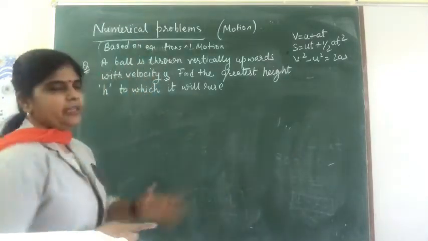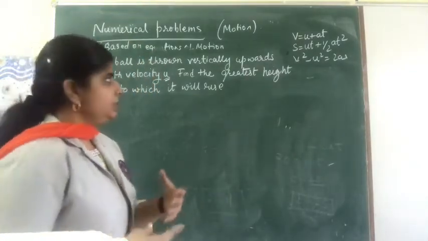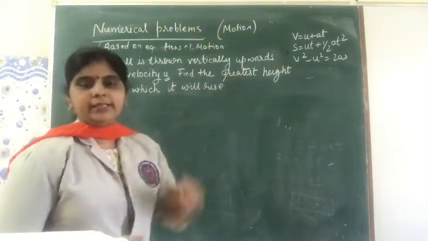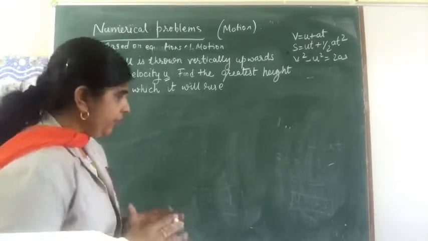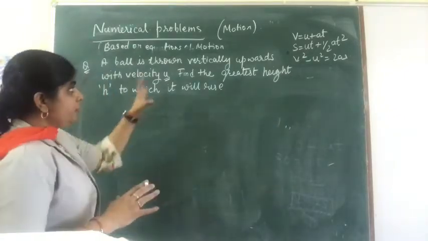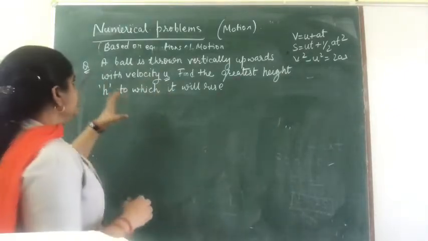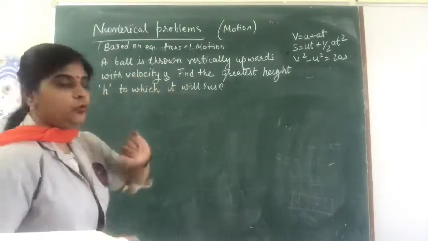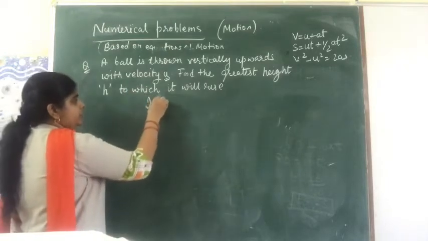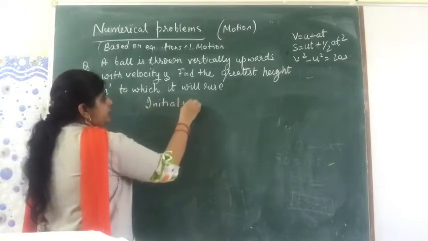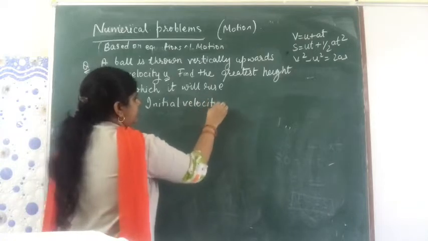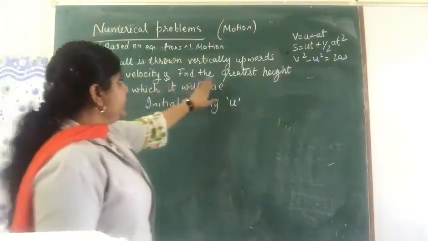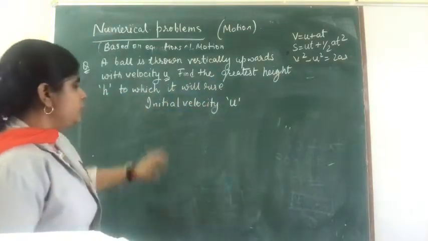Children, no numbers are given here, so we need to find the answer in terms of v, u, s, etc. Let us find out what is given. A ball is thrown vertically upward with velocity u. So the initial velocity is u. Now find the greatest height to which it will rise.